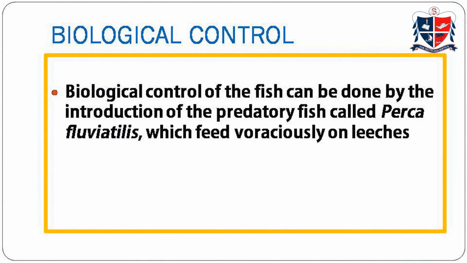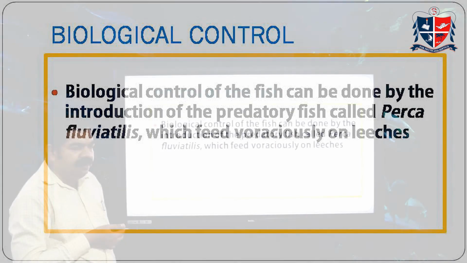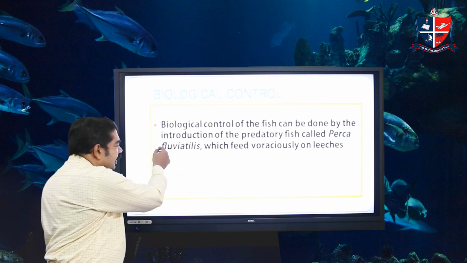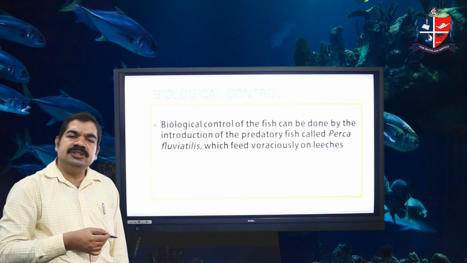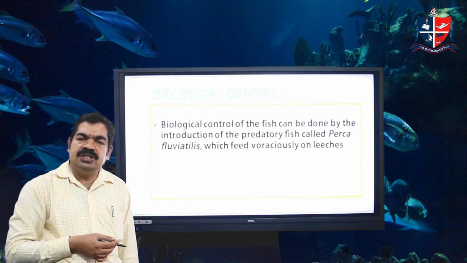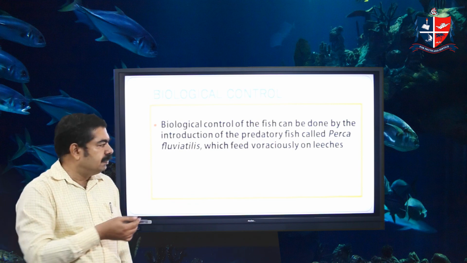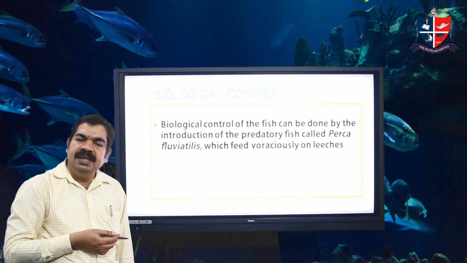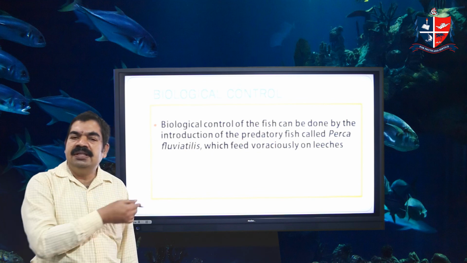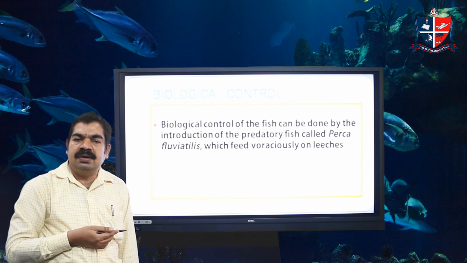And coming to the biological control, it can be done by using a predatory fish called Perca fluviatilis, which feeds voraciously on leeches. So this is a method for biological control of leeches. This particular fish, Perca fluviatilis, feeds voraciously on leeches; their main food material is leech. So we can introduce this particular fish as a biological controlling method.